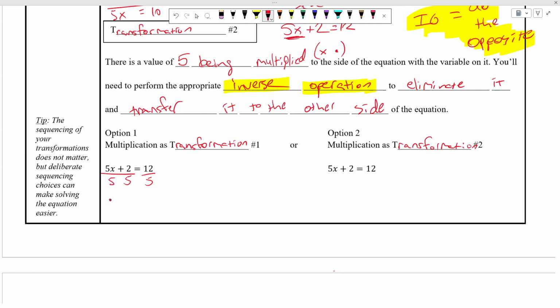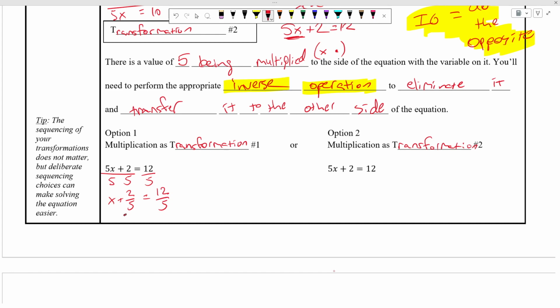So 5 divided by 5 happens to be 1, and I have x there. Now, we don't generally write 1 of an x or 1 of a variable, so I will just leave it as plain old x. Here I've got plus 2/5, and here I have equals 12/5. Now, the nice thing here is that all these denominators are the same, which is wonderful.